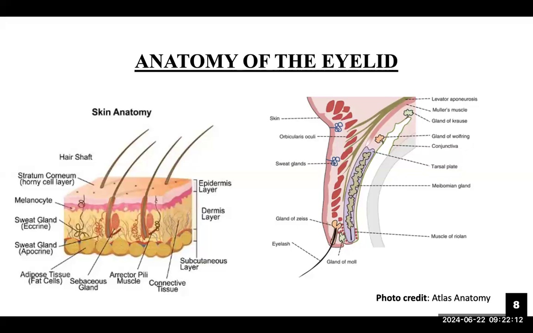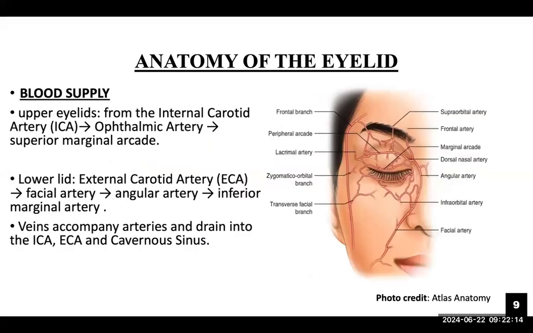Okay, so about the blood supply of the eyelids. The upper eyelid, the blood supply comes from the internal carotid artery via the ophthalmic artery, and supplies the eyelid via the superior marginal arcade.